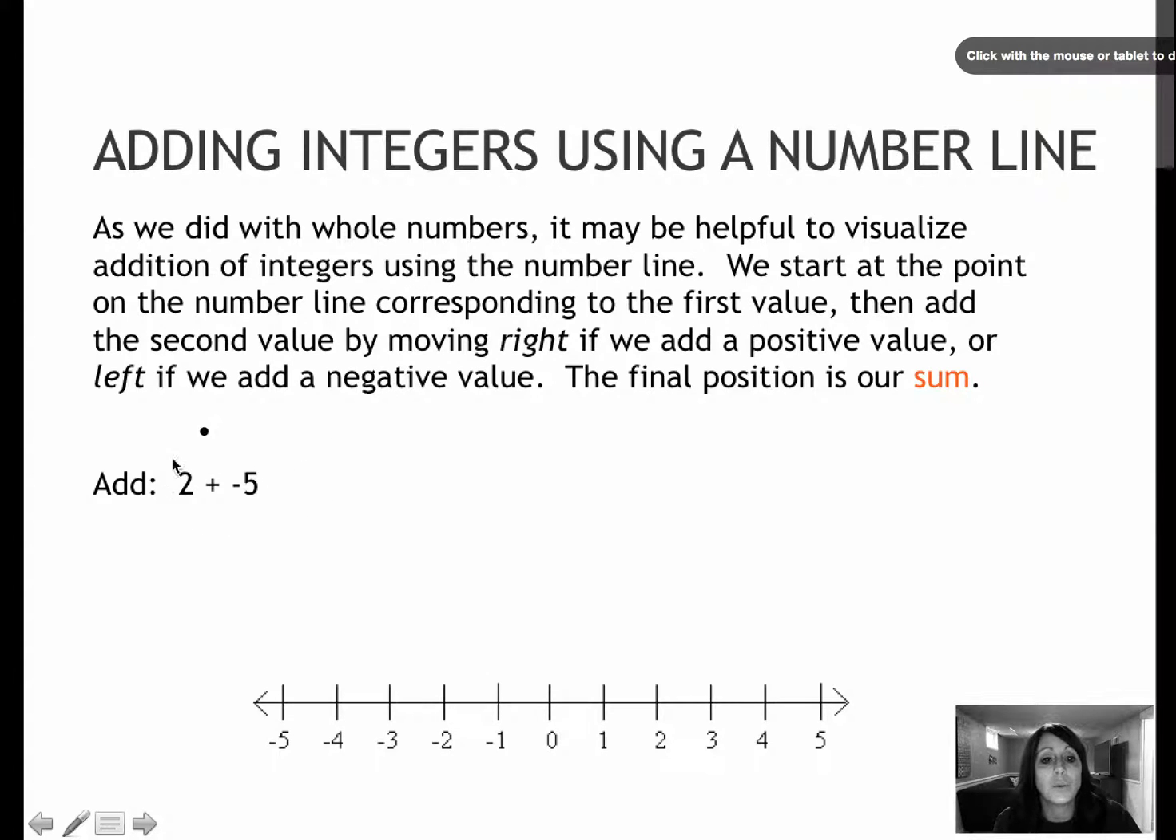So if I'm adding a 2 and a -5, the only difference here is that sometimes you're going to end up with a negative value. And so if you're adding a positive value, you're going to go in this direction. And if you're adding a negative value, you're going to go in the negative direction.